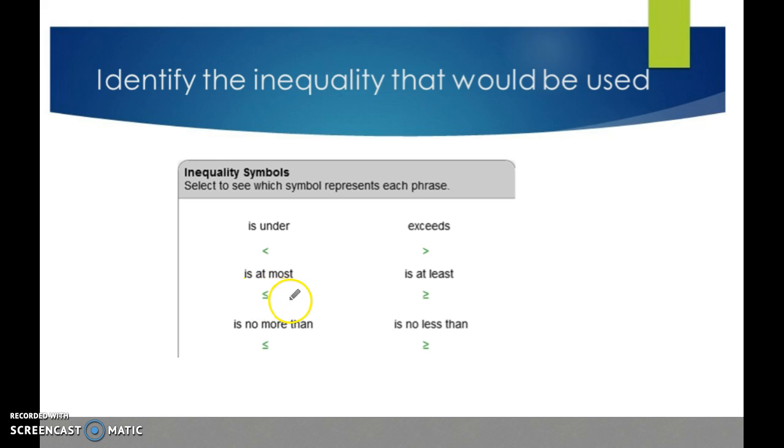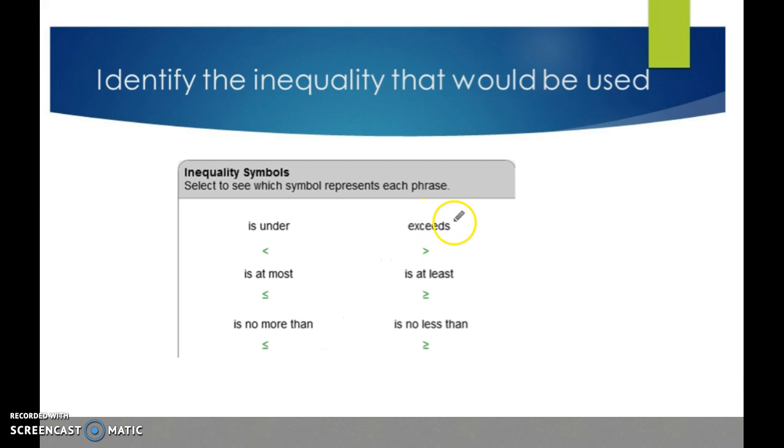So "at most" is going to use less than or equal to, and so is the phrase "no more than." So don't get confused by seeing "more than" and thinking it needs to be greater than. Ask yourself the question, can this value go bigger? If my number is larger than that one, does it still fit? So "no more than" means it can't be any larger than whatever number it's comparing to.